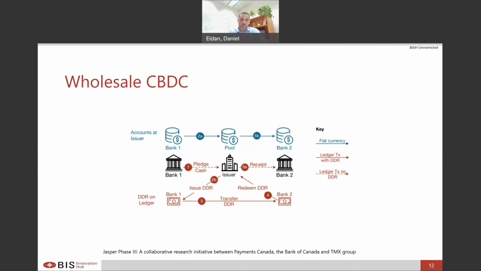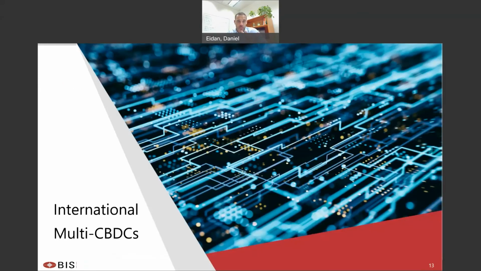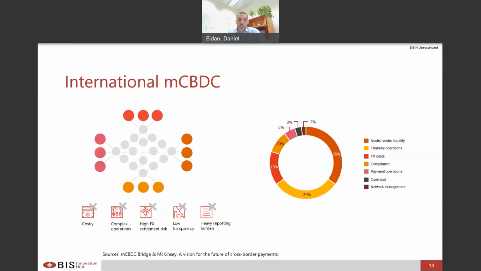Quickly switching over and extending a wholesale CBDC to international multi-CBDCs, which really is taking a group of domestic wholesale CBDCs and reasoning about how these things can connect to each other, brings us to the topic of international multi-CBDC arrangements. And this is where things start to get really interesting. So international MCBDC for short, it really starts talking about cross-border payments and all the complexities of cross-border payments.